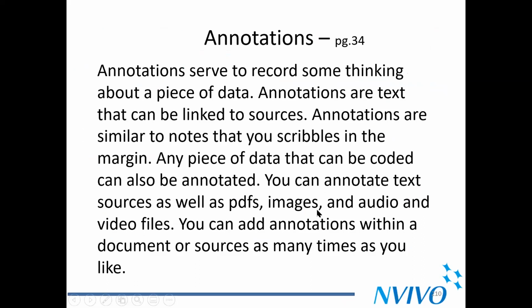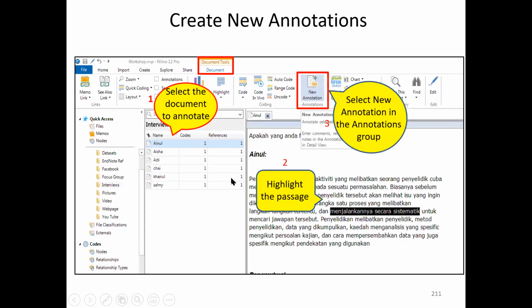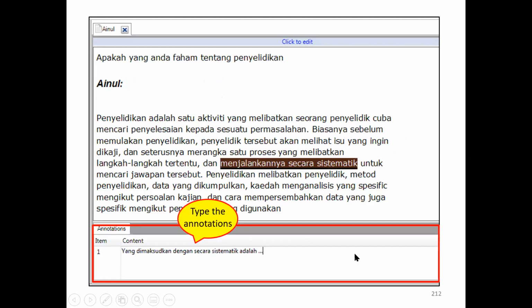Okay, that you have done. This is how you create the annotation. The first thing is to open up the document that you want to annotate. You highlight the passage and then you click the annotation button. At the bottom, you type your annotations.